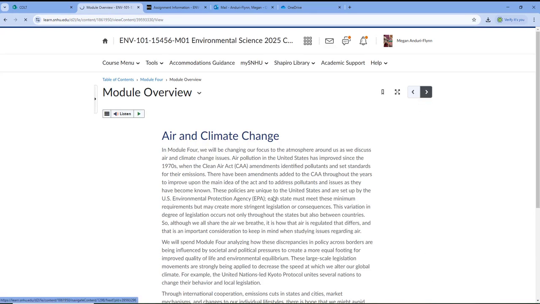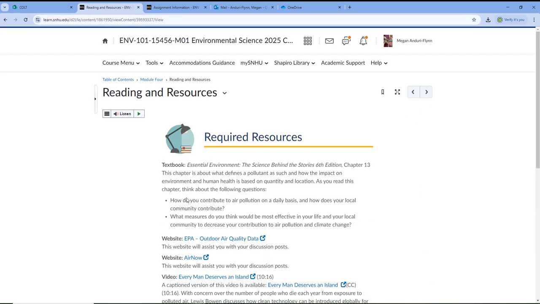Okay. So in your textbook, you're going to be reading chapter 13. Chapter 13 talks about what a pollutant is and how it relates to the impact on the environment and human health. Okay, so you'll learn about things like point source and non-point source pollution and things like that.